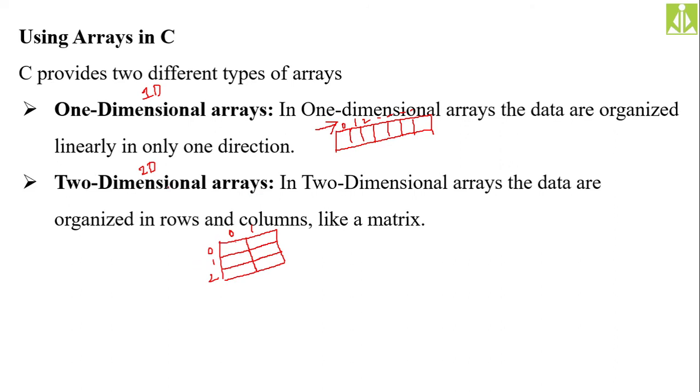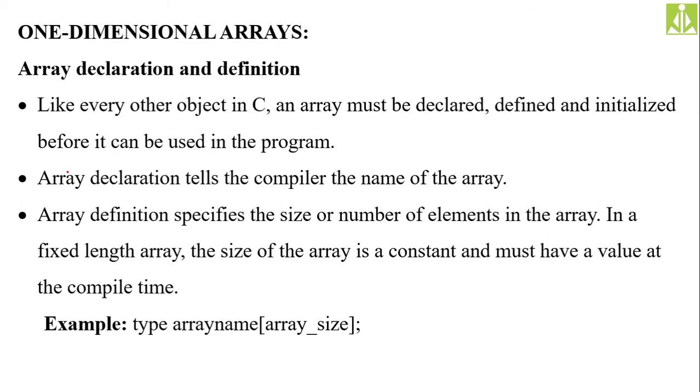Okay, so first we will discuss the one-dimensional array more clearly, then we will go for two-dimensional arrays. So, one-dimensional arrays. How we can do the declaration and definition of a one-dimensional array, that we will discuss. Like every other object, whatever programming constructs we are going to use in our programming, we must do these three things. I already told you in the case of variables, this is not only for variables but all other programming constructs. We do the declaration, we do the definition, and we do the initialization.